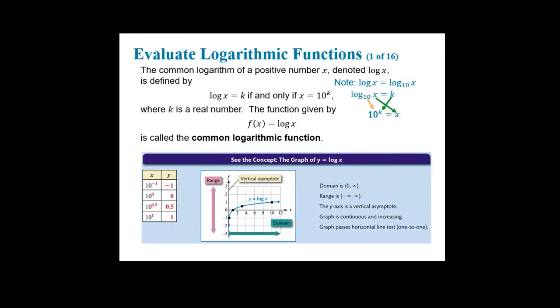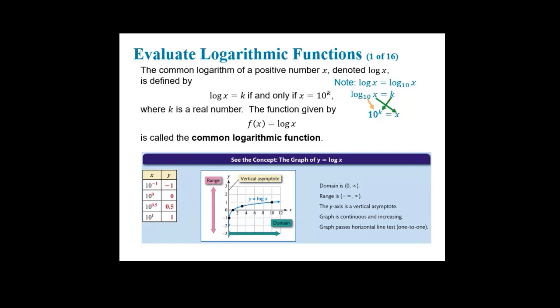If we put in x as 10 to the negative 1, the y that we're going to get out is the exponent, negative 1. So the log of 10 to the negative 1 is negative 1. The log of 10 to the 0 is 0. The log of 10 to the 0.5 is 0.5. The log of 10 to the 1 is 1. And we're going to talk more about these specific calculations in just a minute. I just wanted to give you a general overview of what this looks like.